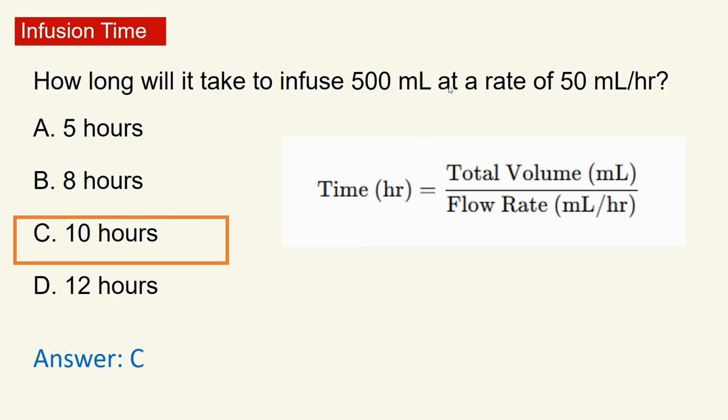So here is the formula for calculating infusion time in hours: total volume, which here is 500 mL, divided by the rate of infusion, which is 50 milliliters per hour. So you simply divide 500 milliliters by 50 milliliters per hour. The mL cancels, and this would be 10 hours. So that's your answer. The answer is 10 hours.